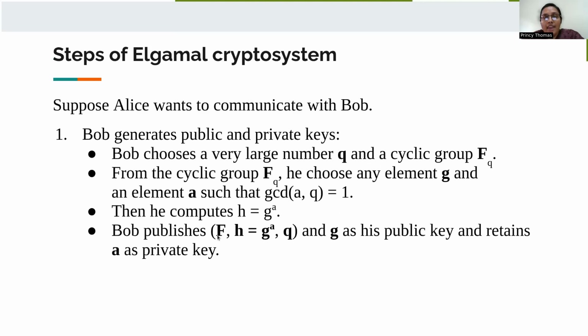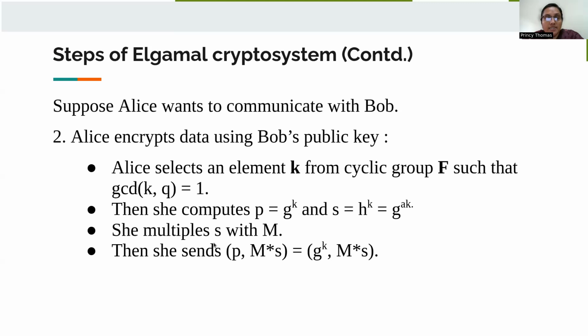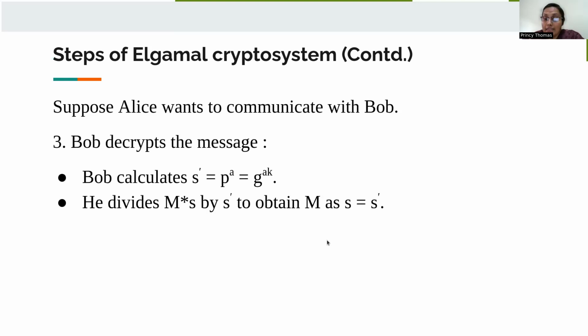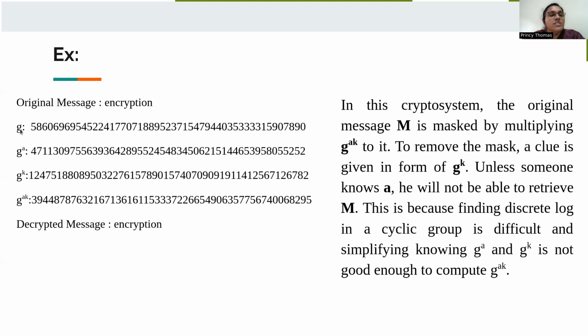See, here F and Q are sent with G raised to A. Okay, G raised to AK is not sent. And then over here, G raised to K and M into S is sent, M into G raised to AK is sent. So G raised to AK is not directly sent. It is calculated on the receiver side and on the sender side. Okay, so once G raised to A and G raised to K are known, G raised to AK can be calculated on both sides, and whatever message is encrypted can be decrypted.